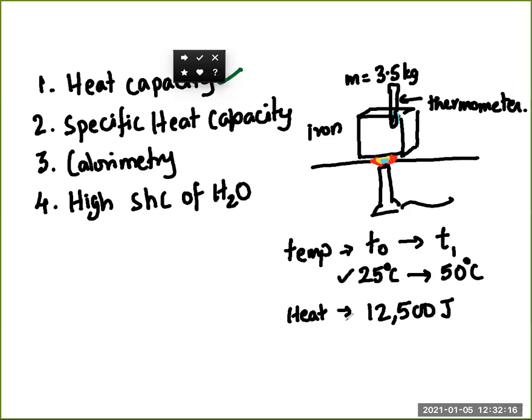And in that duration, when the temperature change occurred, we calculate by some means that the amount of heat energy provided to that iron block was 12,500 joules. So now the question is how much energy it took to raise the temperature of the iron block by 1 degree Celsius. Okay, so that's the question. The heat energy required to raise its temperature by 1 degree Celsius.